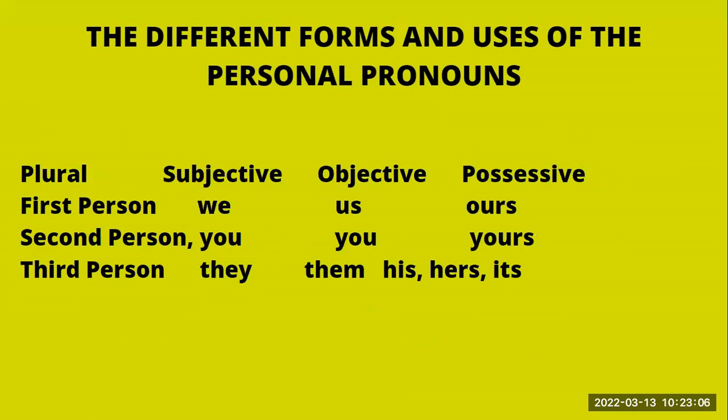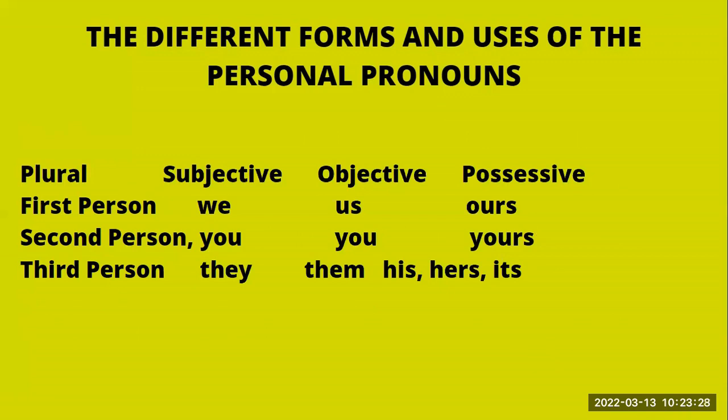Then we have the plural form. The first person subjective plural is we. The first person objective plural is us, and the first person possessive plural is ours.